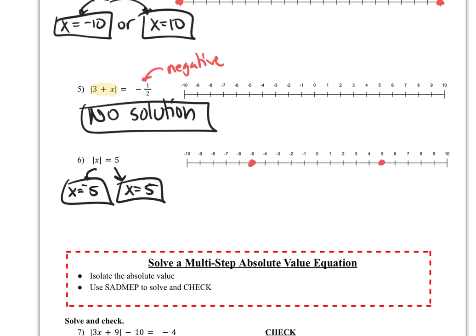nothing on the outside of my absolute value bar. It was just the absolute value and stuff inside. Sometimes it had just x, sometimes it was multiplying, sometimes we had adding and subtracting. What we're going to do next, we have stuff on the outside. That creates one extra step for us, okay?